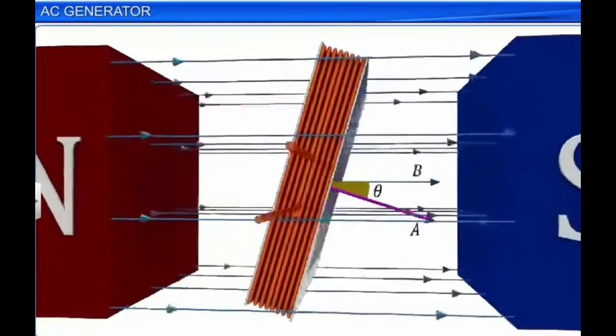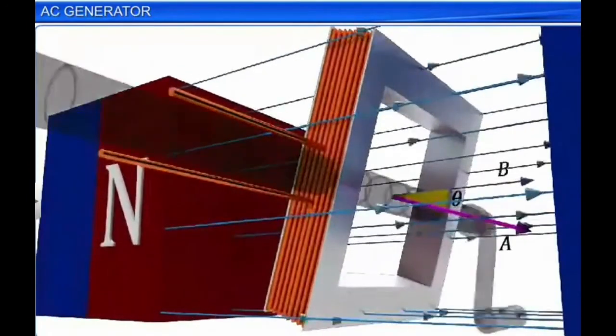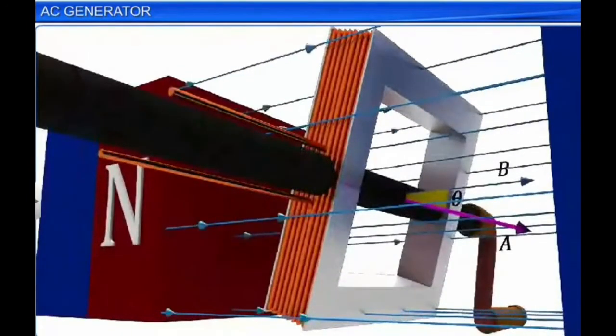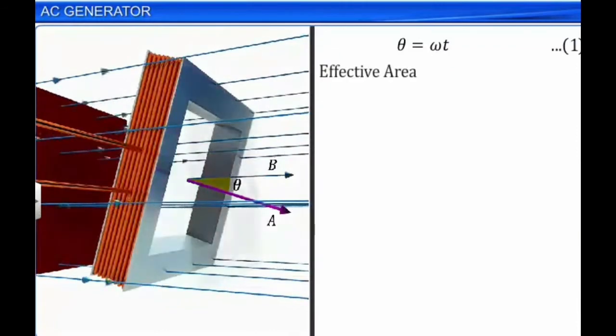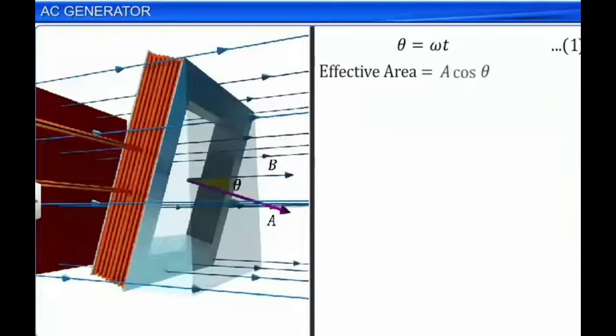If the coil rotates with a uniform angular velocity omega, we can write that theta will be equal to omega t. That means the angular displacement theta is the product of angular velocity and time. Since the direction of magnetic field remains constant, and as the coil rotates in the magnetic field, the effective area exposed to the magnetic field becomes A cos theta, which can be written as A cos omega t.